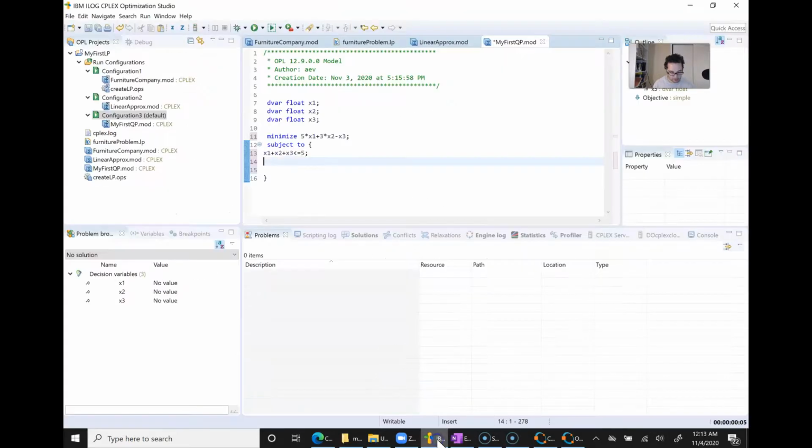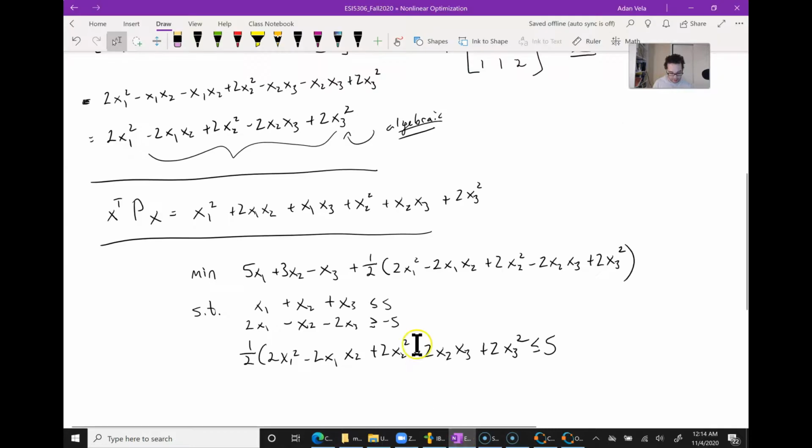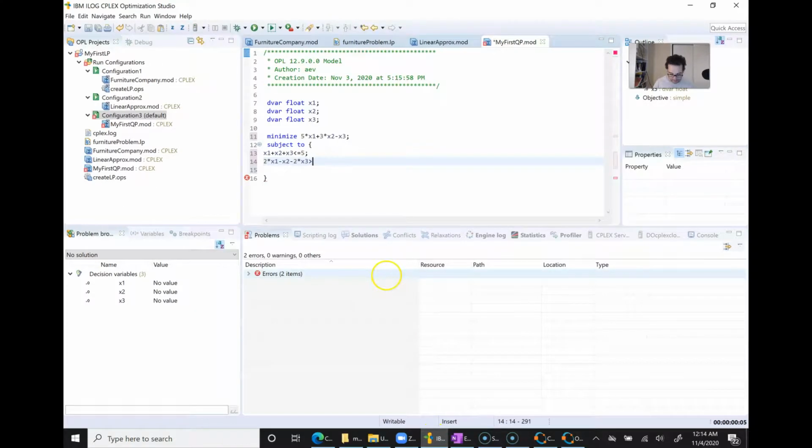2, -1. All right, so 2 times x1 minus x2 minus 2 times x3. And what did we say? Oh, wrong one. That was going to be greater than -5. Okay. Now at this point, why don't we go ahead and solve it? And what we're going to see is we're actually not going to have a feasible solution.